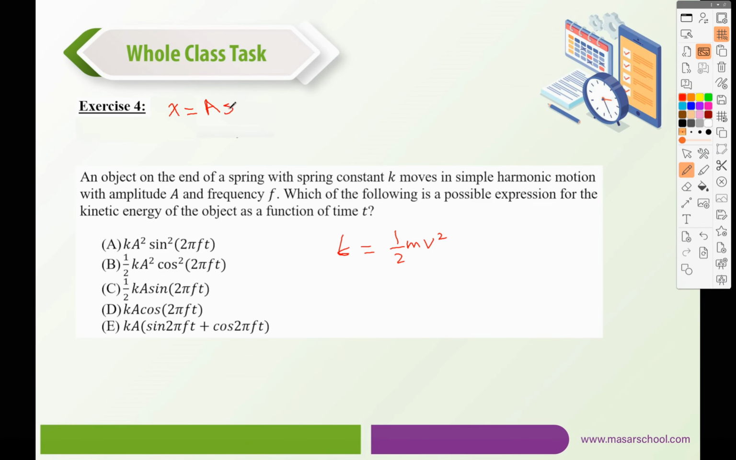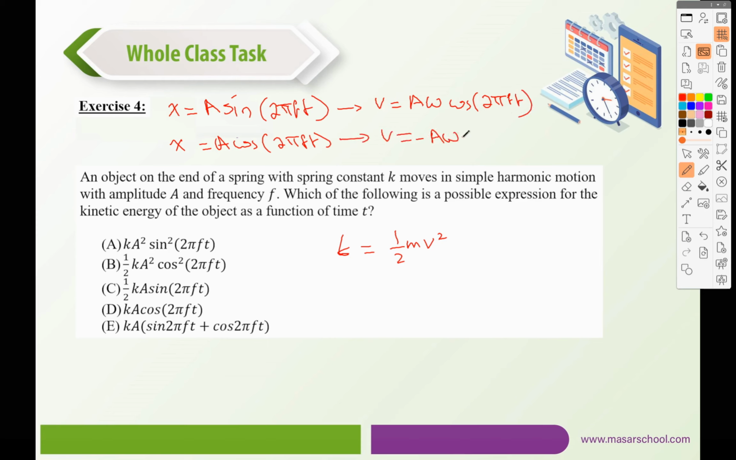Then two possible solutions for the position are given by A sine 2 pi f t, or the position is given by A cosine 2 pi f t. So for the first one, the velocity would be given by A, and let me represent 2 pi f to be omega. Okay, now you will notice why. So cosine 2 pi ft, and the velocity here would be given by minus A omega sine 2 pi ft.